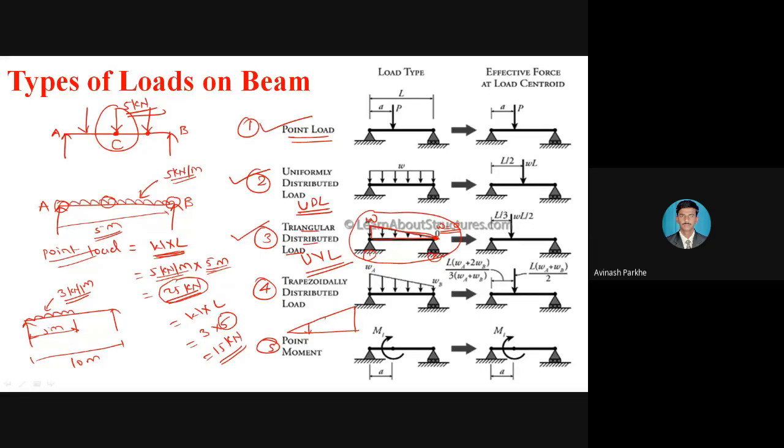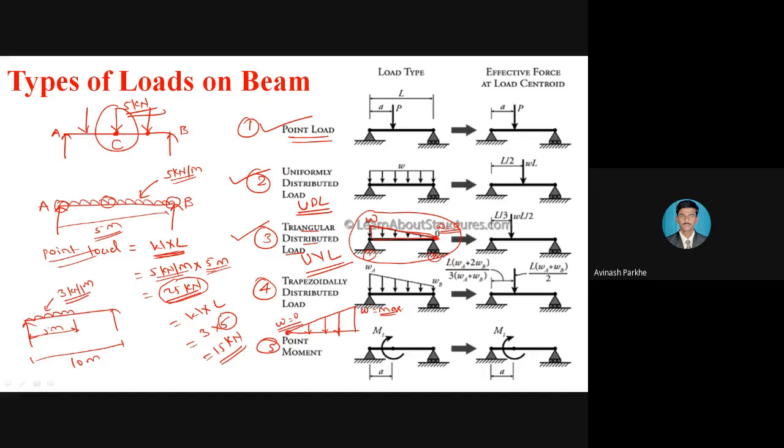Exactly opposite. Okay. At the right side, the W is maximum. And at this particular side, W is equal to 0. So what this second figure indicates is that the intensity of load increases at a constant rate.